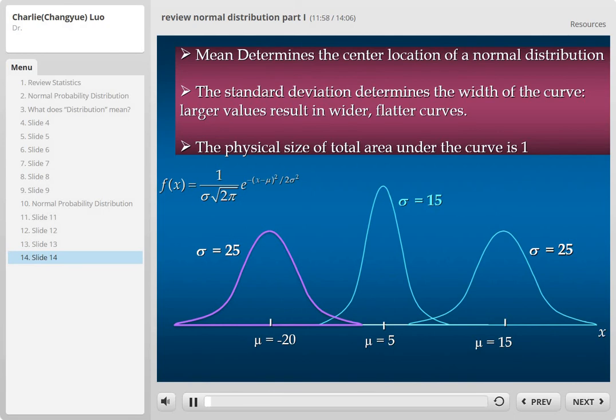Let's summarize. The mean determines the center location of normal distribution. So if the mean is here, the normal distribution is here. If the mean is here, the normal distribution is here. If the mean is here, the normal distribution is here. The standard deviation of a normal distribution determines the width of the curve. So obviously this one has a larger standard deviation. The curve is wider compared to this one. And this one is wider than this one as well.